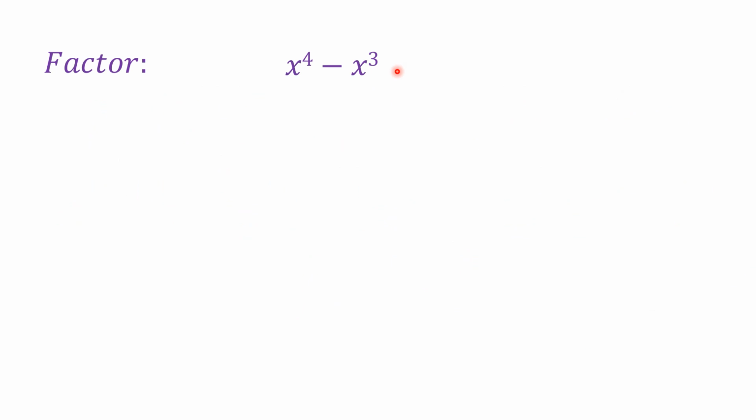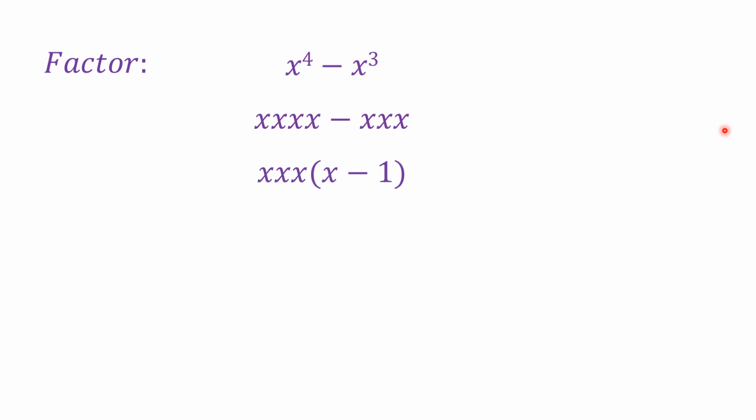By the way, the terms are separated by plus or minus signs. So we have the first term, x to the power of 4, and the second term, x cubed. We can expand it this way: x to the power of 4 is 4 x's being multiplied, and x cubed is 3 x's being multiplied. That's the idea of the exponent. I'm showing it because I want to emphasize what's common to them. It's these 3 x's.